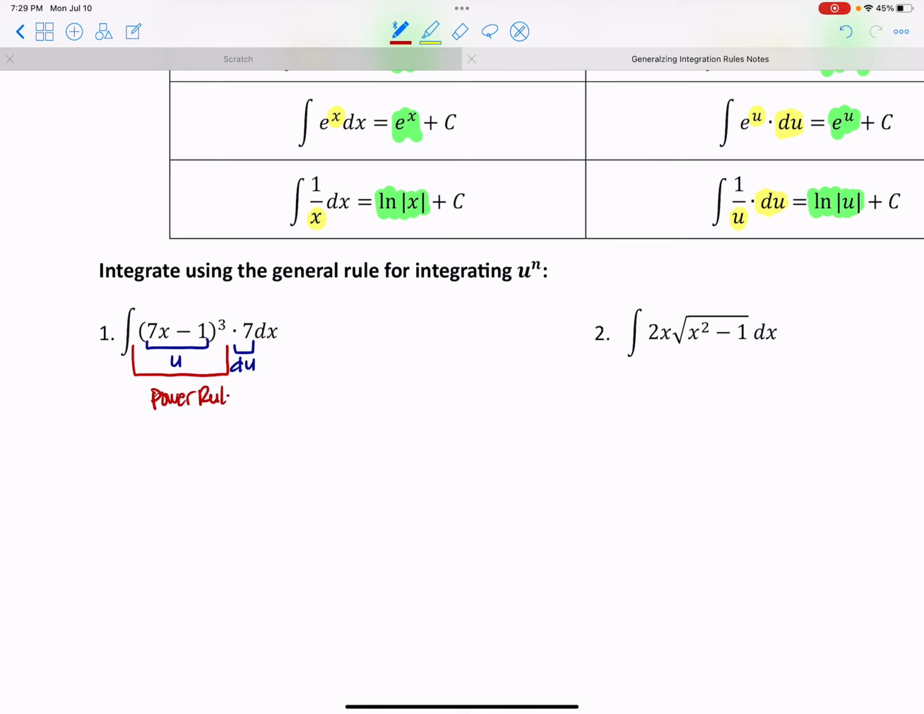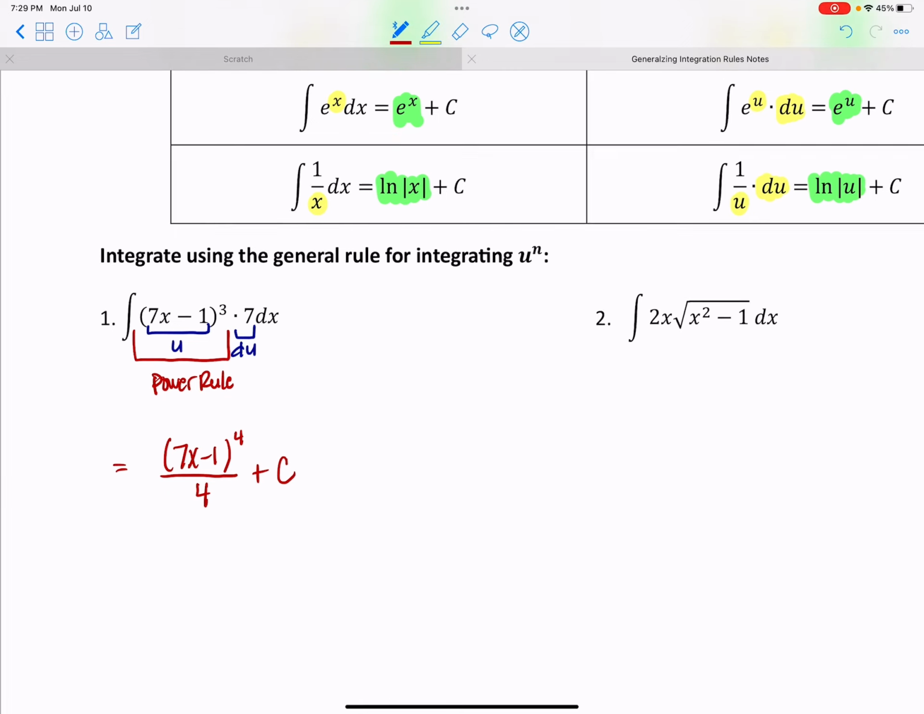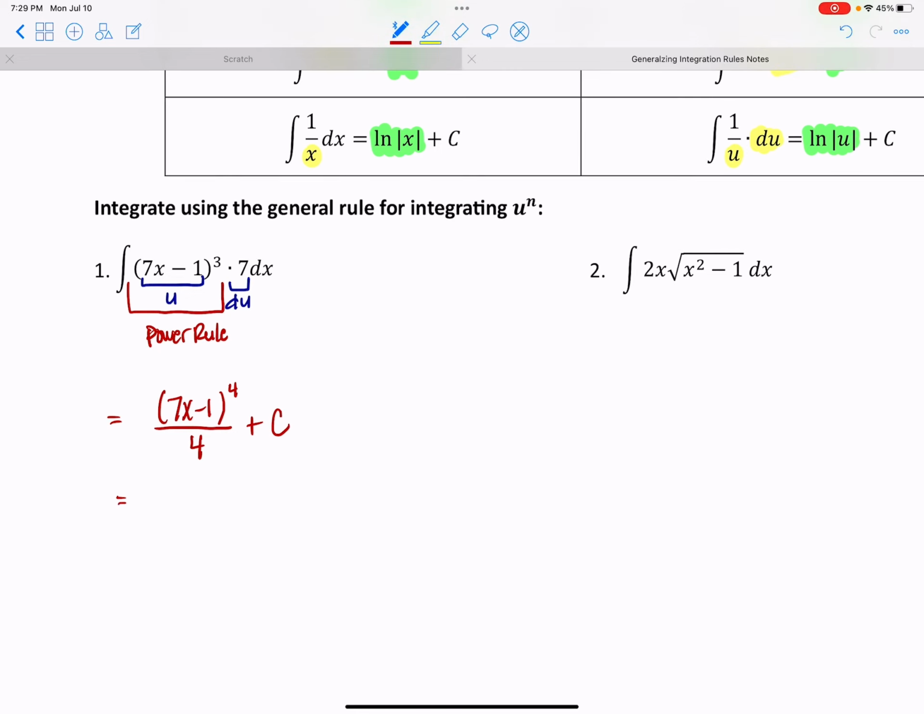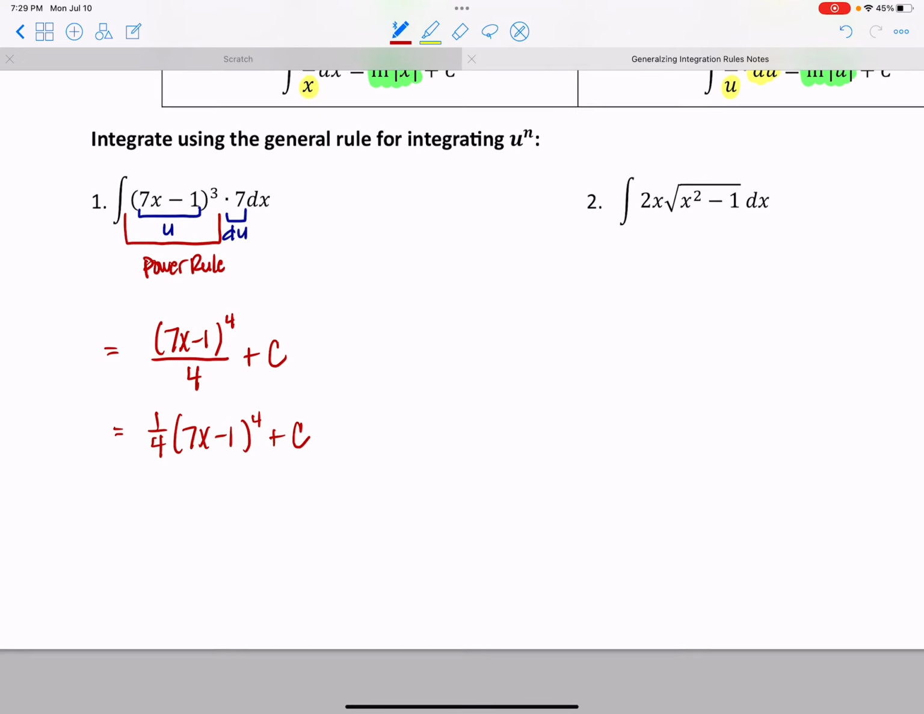Apply the power rule. Okay, so this becomes 7x minus 1, add 1 to the exponent to make a 4, and divide by the new exponent, add our constant of integration. Done. That's it. Okay, now I prefer again to write this as 1/4 times 7x minus 1 to the 4th power plus c, but either one of those would be a perfectly acceptable form of the answer.